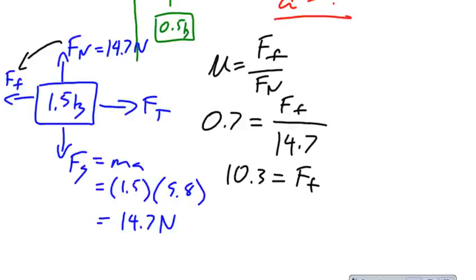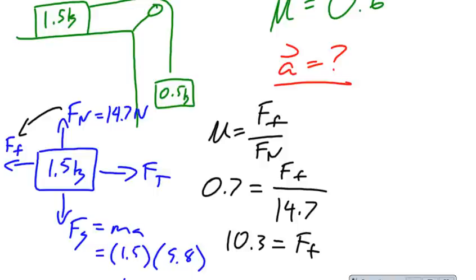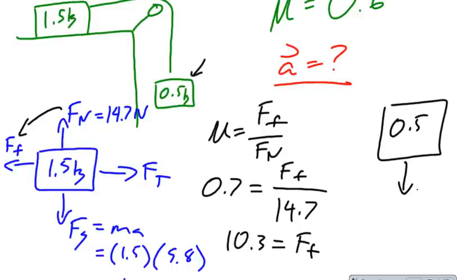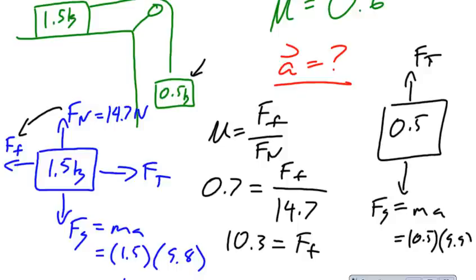Next thing we're going to talk about is the forces on this mass right here. So 0.5 kilograms. We've got the force of gravity, and we've got the force tension. That's equal to mass times acceleration. So we've got our force of gravity right here, and that is equal to mass times acceleration. Our mass is 0.5. Our acceleration is 9.8. And that is going to be equal to 4.9 newtons.